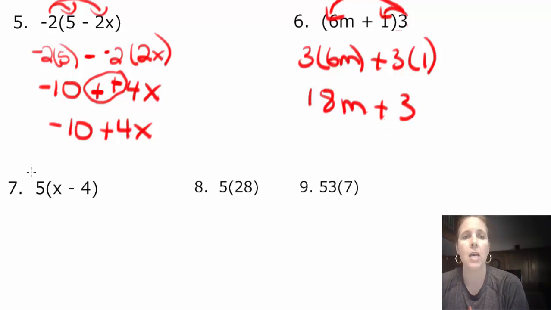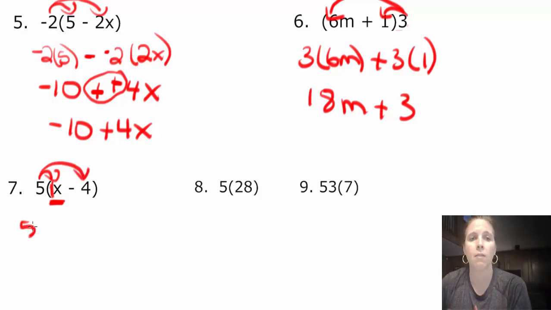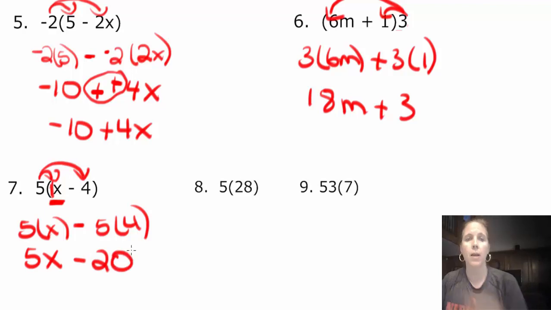Okay. Number 7. Now this throws people off because it's just an x there. What's really in front of that x? Okay, there's just one x, so that's really a 1 right there. Just like up here, this means there's 2 x's. There's 6 m's. That's what that's standing for. Okay, so this is going to be 5 times x, or 5 times 1x. 5 times x minus 5 times 4. So 5x minus 20. Okay.